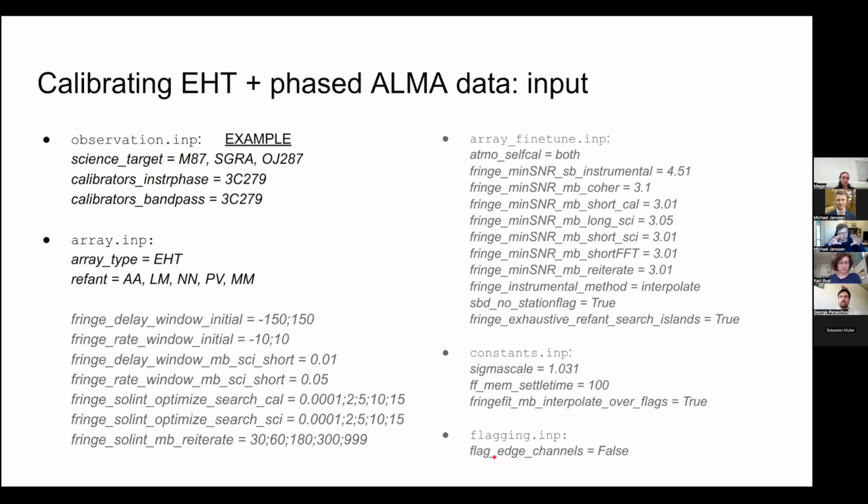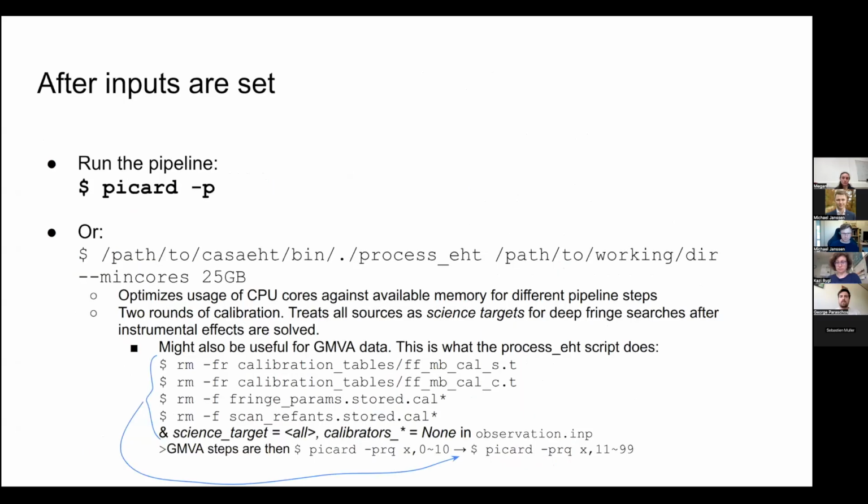And for example, the EHT has a full digital bandpass. So the individual spectral windows don't actually belong to individual bandpasses of the station. So we want to turn off our edge channel flagging, because otherwise we would actually flag edge channels in the middle of our true actual bandpass.